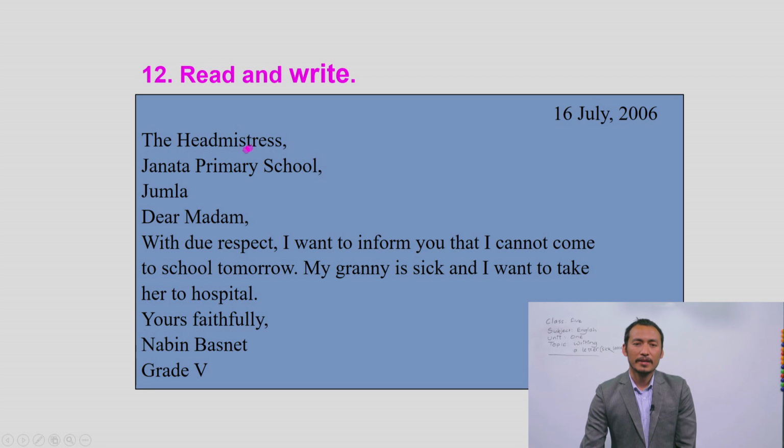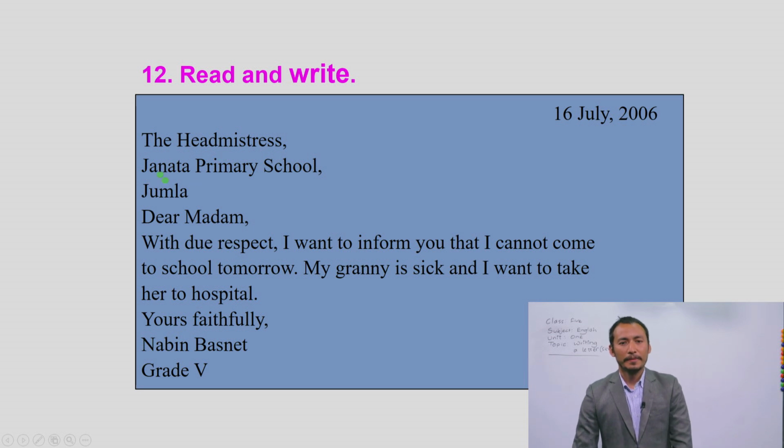This is the date. Headmistress, Janata Primary School, Jumla. Okay, this is the person. Headmistress means the head teacher who is getting the letter. Dear Madam, with due respect, I want to inform you that I cannot come to school tomorrow. The reason is my granny is sick and I want to take her to hospital.